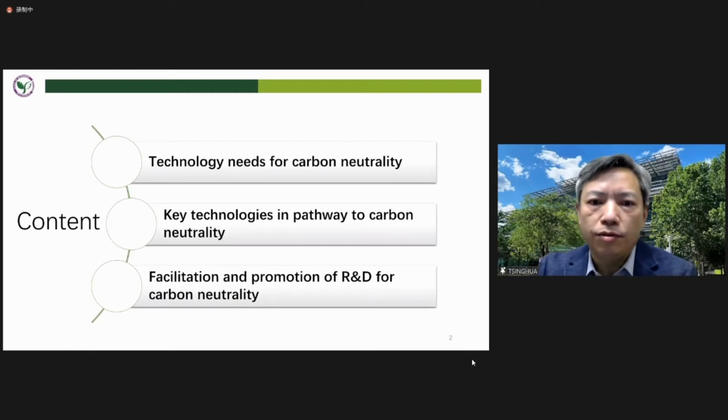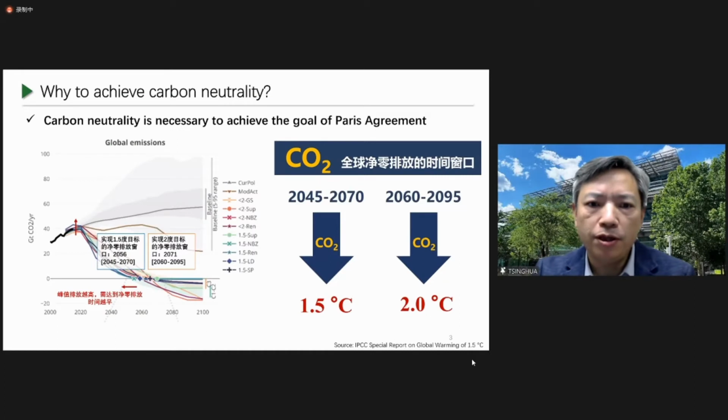In this class, we will look at the technology needs, discuss some key technologies specifically, and then briefly talk about the way to promote R&D for carbon neutrality. Before discussing the issue in detail, let's digress for a while to have a quick look at some core background related to carbon neutrality.